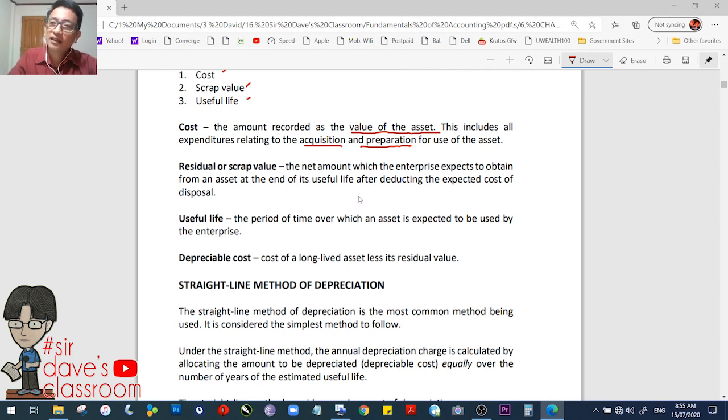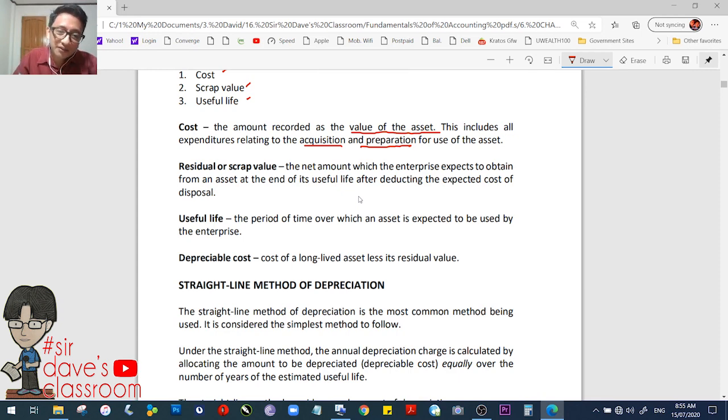So, bumili ka ng electric fan worth 1,000. After 5 years, sira yung electric fan kasi mahina pagkakagawa. Binenta mo dun sa magbubuti, magkano mo binenta? Binenta mo ng 40 pesos. Then, the cost is 1,000. The residual value is 40 pesos.